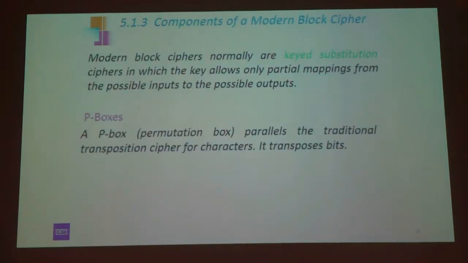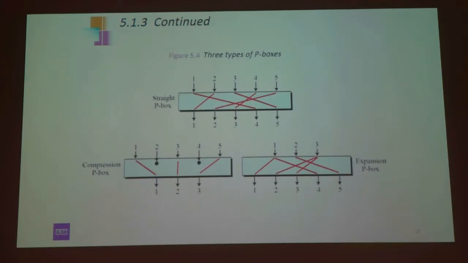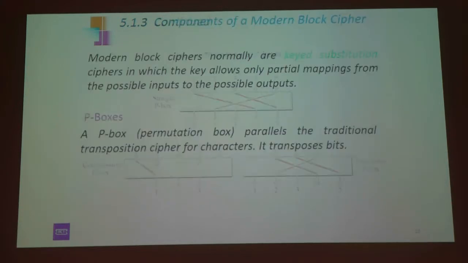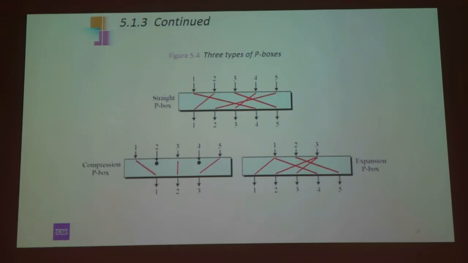All right, so let's take a look at the boxes, the P boxes. P boxes, or permutation boxes, transfer data from value to value. They could be keyed or not keyed. There are three types, and that's what we call a P box, a permutation box. The first one is a straight box. So what is a straight box?